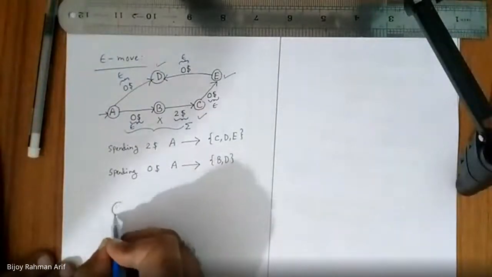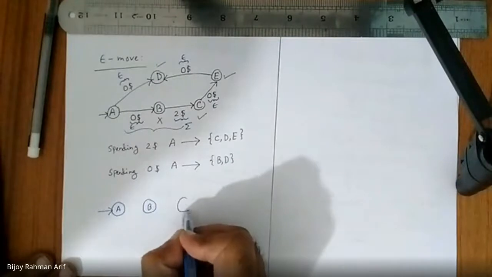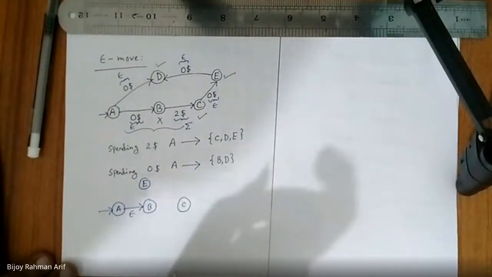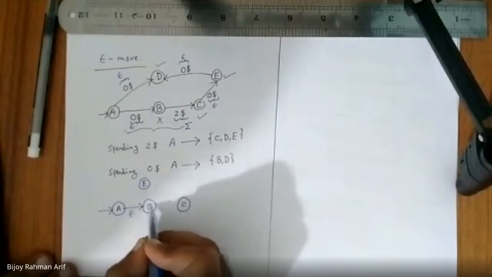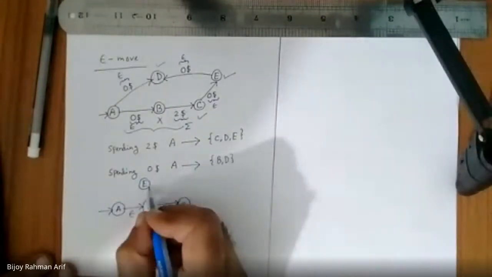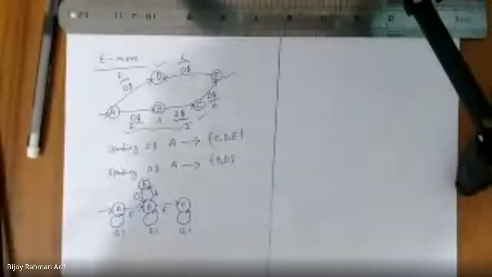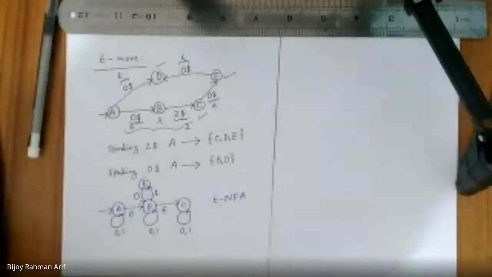So let's assume something like this. I have A, I have B, I have C, I have E. A to B, you can go by epsilon. Mane, if you start from A without seeing any letter, you can go to B, like $0. Now B to C again, without seeing any letter. This is nothing but 1. All right, so this is the example of epsilon.